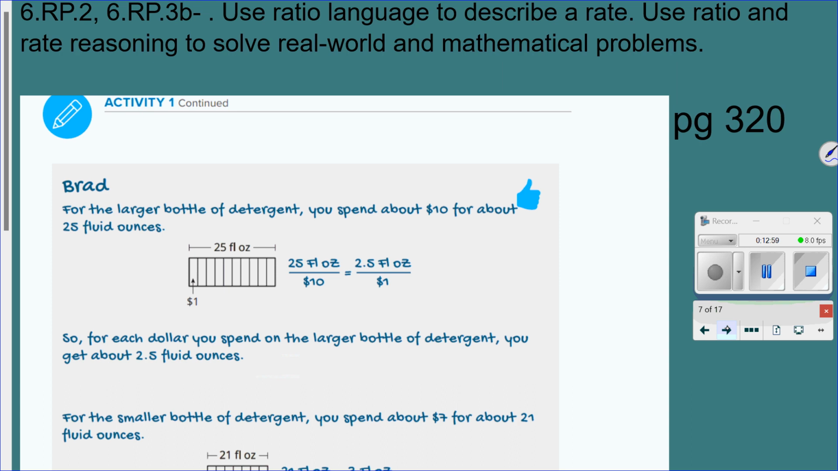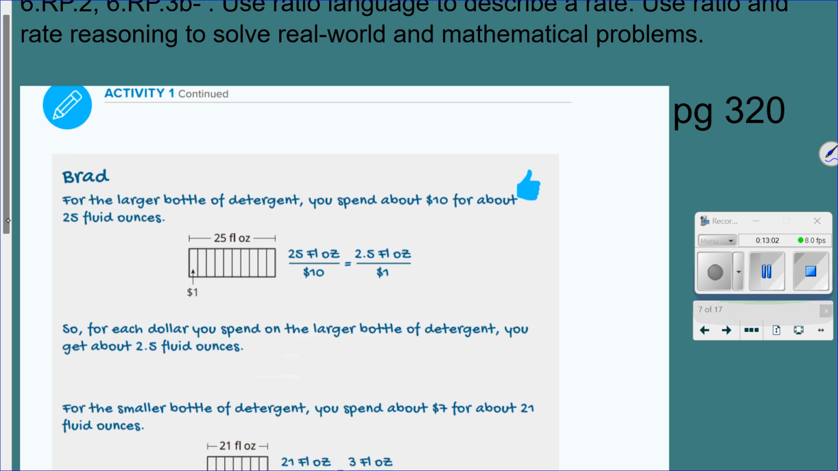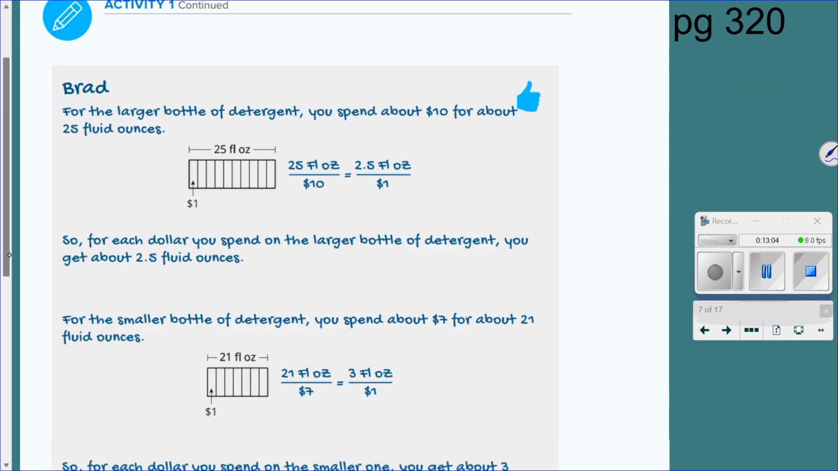There we go. Harold, or Brad, is thinking about it a little bit differently. Instead of going per fluid ounce, he's going to say, well, how much of it do I get for $1? So his model is going to change. He is now saying, okay, I'm going to take the 25 fluid ounces and divide it into the $10, because the number was rounded up to 10. Again, this is just an estimate. Does the math, but now instead of going to 1 fluid ounce, he is going to $1.